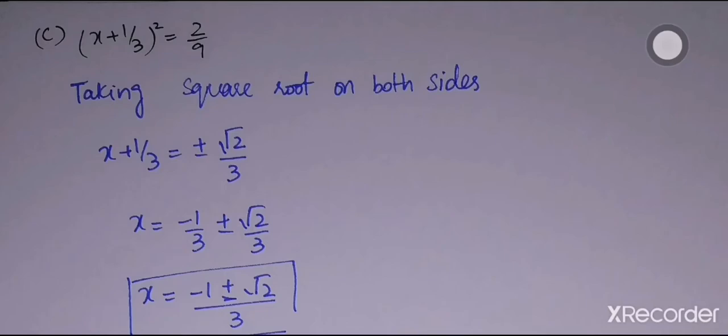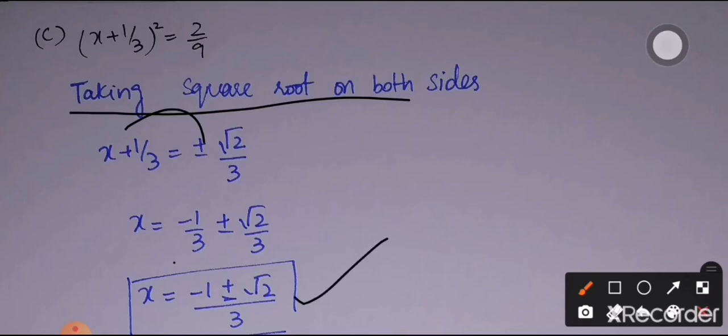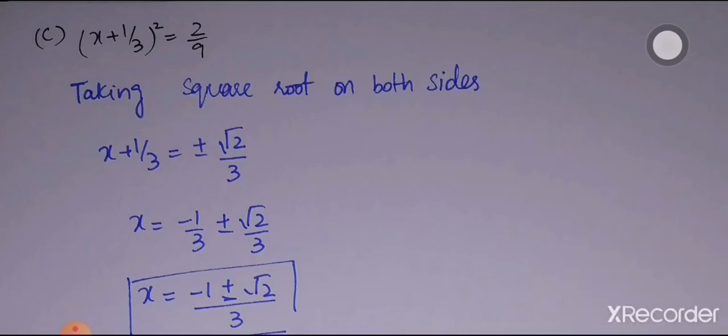Next we have part C, x plus 1 by 3 whole square is equal to 2 by 9. So we will simply take the square root on both sides. We will get x plus 1 by 3 is equal to plus minus square root of 2 by 3, because the square root of 9 is 3. So shifting this 1 by 3 to the other side, minus 1 plus minus square root of 2 whole divided by 3 is the final answer for this equation. This is how we can use the square root property to solve quadratic equations.